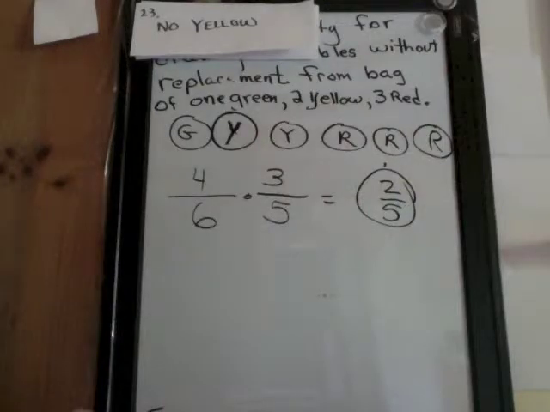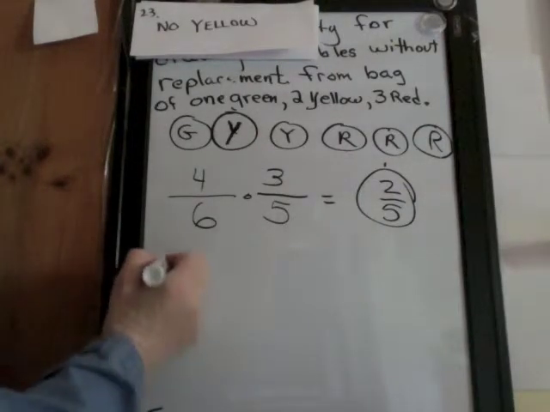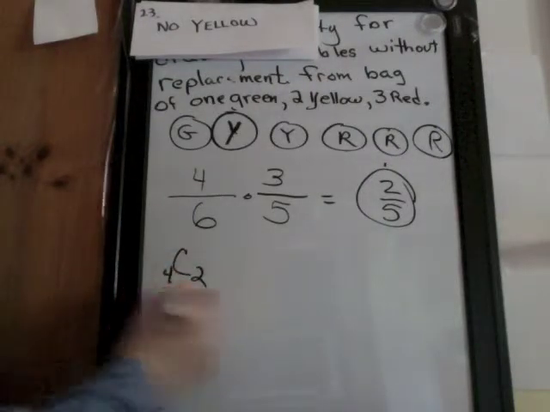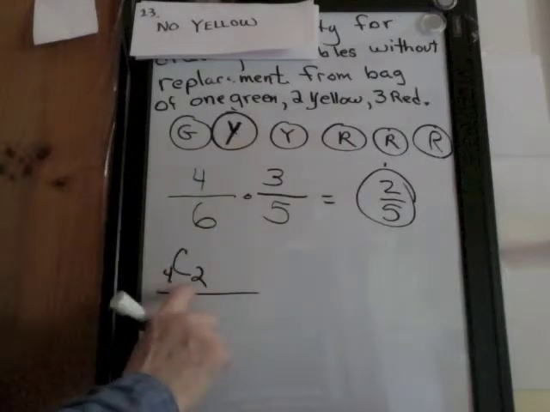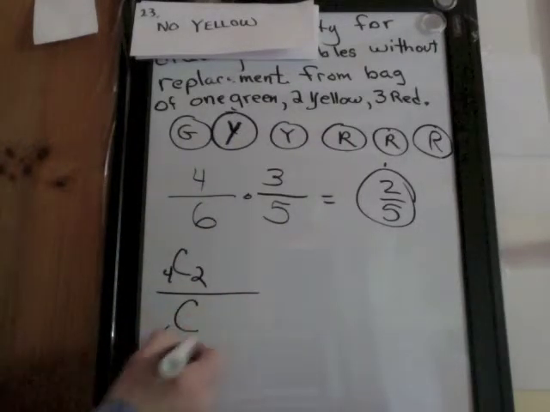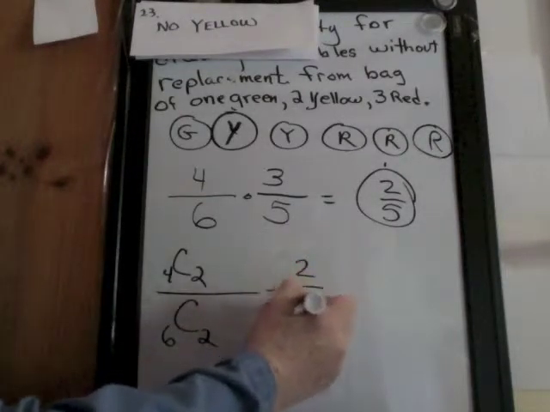All right? Now, using the C button on your calculator, right? For C2, because there's 4 that aren't yellow, and I'm picking 2 times, and then there are 6 marbles altogether, and I'm picking 2. And both of these methods will give you 2/5.